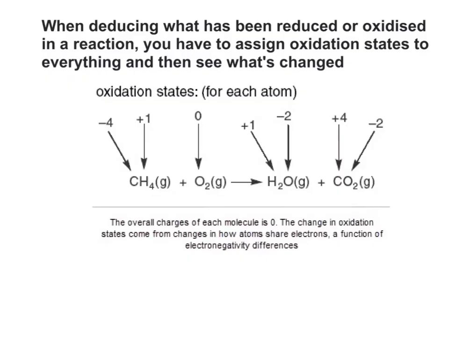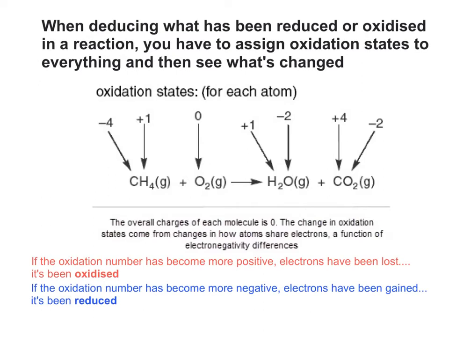So when looking at a reaction and trying to work out what's been reduced or oxidized, you have to assign oxidation states to every single element and then see what's changed. So if your oxidation number has become more positive, electrons have been lost and therefore it's been oxidized. If the oxidation number has become more negative, it's the opposite, electrons have been gained and therefore it's been reduced.